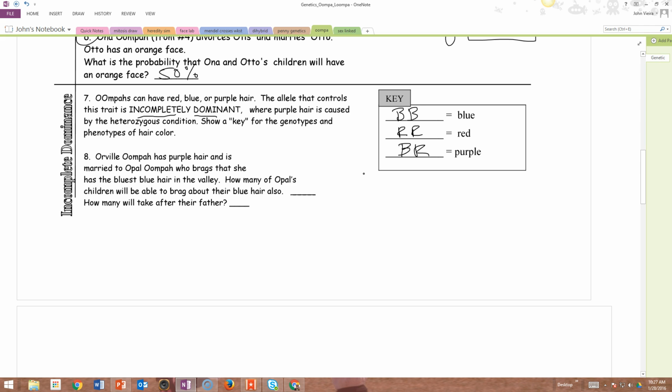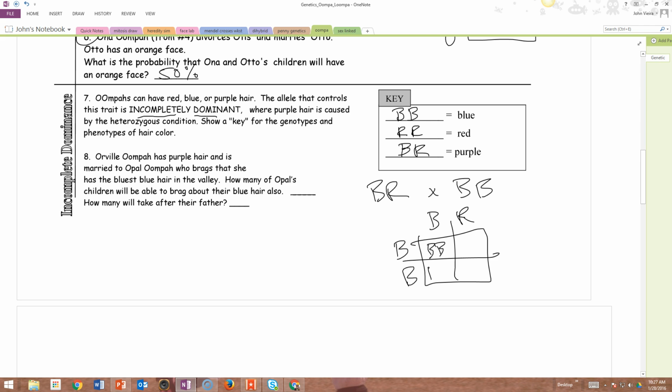So Orville Oompa has purple hair. Only one way to have purple hair. And Opal Oompa brags that she has the bluest hair in the valley. How many of their children will brag about having blue hair also? Well, let's do the Punnett square. Here's your purple hair, blue hair, blue hair, purple hair, purple hair. And so for the blue hair, we got 2 out of 4, 50%. How many will take after their father who's purple hair? Also 50%, or 2 out of 4 children.